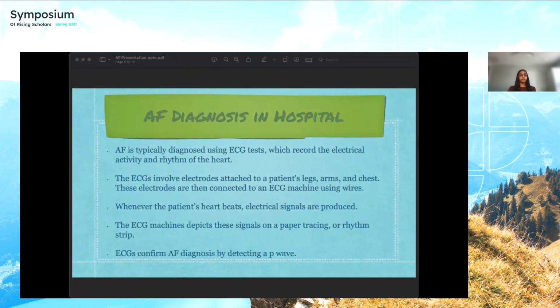Now, I will briefly describe the process of AF diagnosis in the hospital. We can compare this to the process of AF diagnosis using home-based technology at home. So, AF is usually diagnosed using ECG tests, which record the electrical activity and heart rhythm. These ECG tests use electrodes that are attached to the patient's legs, arms, and chest. These electrodes are connected to an ECG machine, which produces electrical signals when the patient's heart beats. The ECG machines show the electrical signals on a rhythm strip. The presence of a P wave on the rhythm strip confirms that a patient has AF.